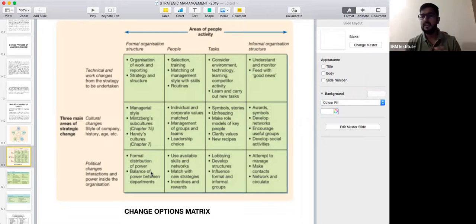Now, from the perspective of the people, that is the individual, when we discuss technical changes or technical strategy, it means selection, training, and matching the management style with the skills. Each and every organization has its own style of working. For example, Mr. Anand is right now working with IDFC Bank. Let us suppose that in future, as he's working in the private sector, he might need to change his job frequently in order to have sufficient growth, both financial growth as well as designation growth.